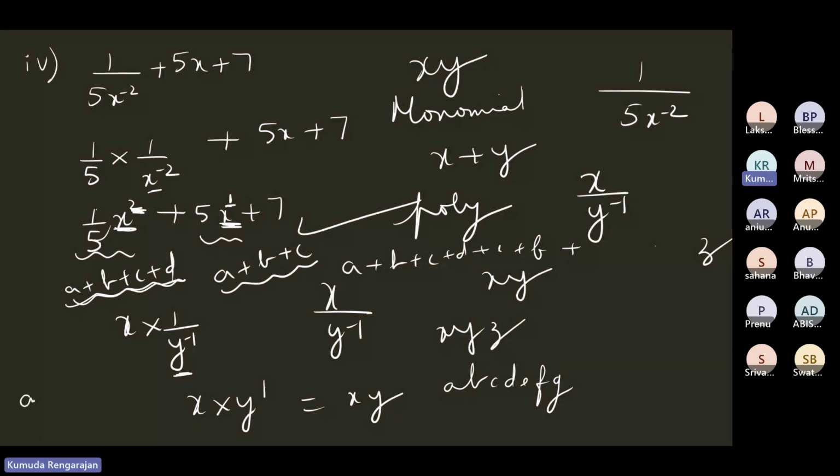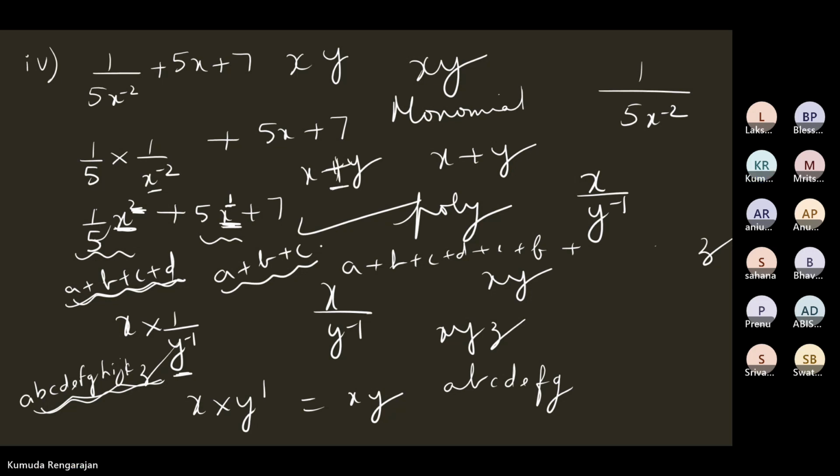But if you write A, B, C, D, E, F, G, H, I, J, K like this till Z, it's a monomial. It is a monomial because the signs separate the terms. XY is only one term, but X plus Y is 2 terms. Plus and minus are the separators. You must have seen this in standard 8. XY is only one term. X plus Y or X minus Y, 2 terms, because plus and minus are separators.